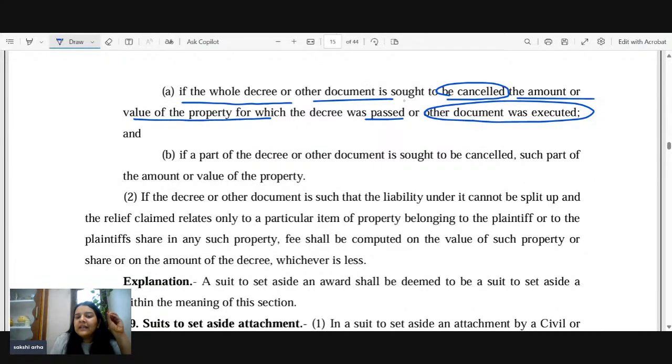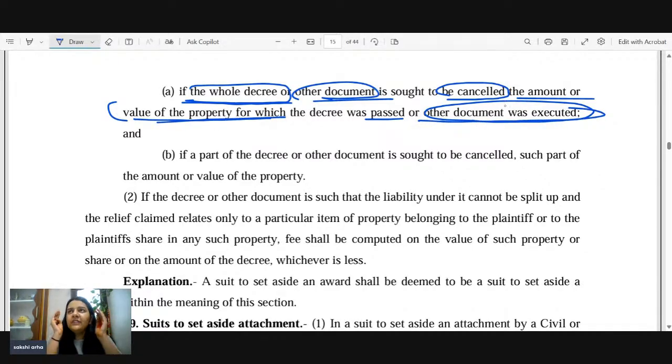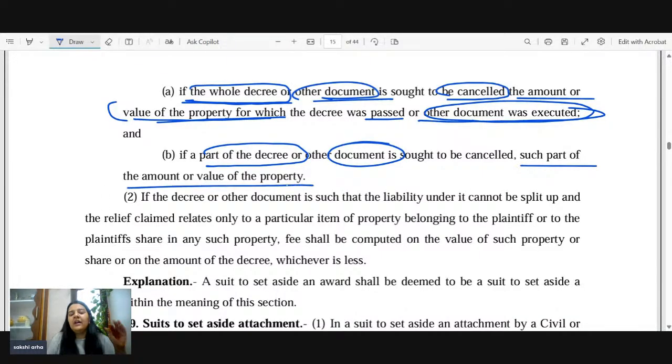So if you want to cancel the whole decree and document, okay, in that case, the value of the property for which the decree was passed and other documents were executed. Suppose you want to cancel a whole document or the whole decree, then you have to pay the fee according to the value of the whole property or the whole document. But suppose if you want to only cancel a part of the decree and part of the document, in that case you have to pay the fee on the value of as much part as you want to cancel. Okay, so in case of cancellation of decree, if you want to cancel it as a whole, pay the fee according to the whole value of the property. But if you want to cancel in part, pay fee according to part of the property.